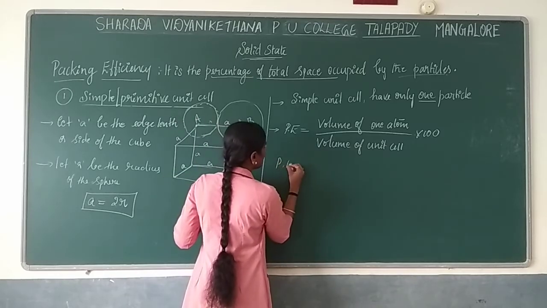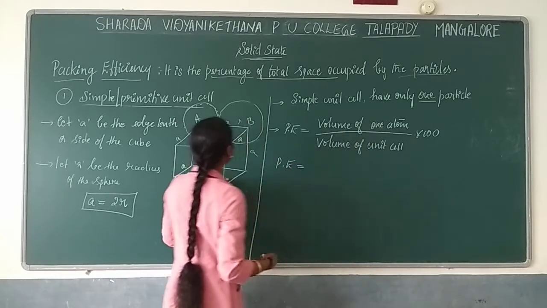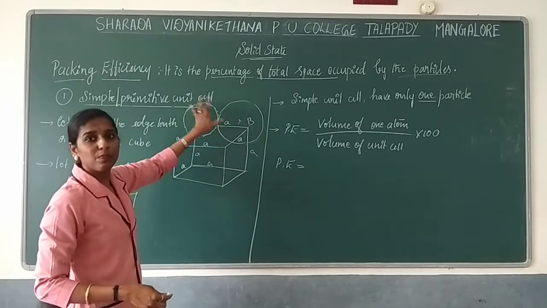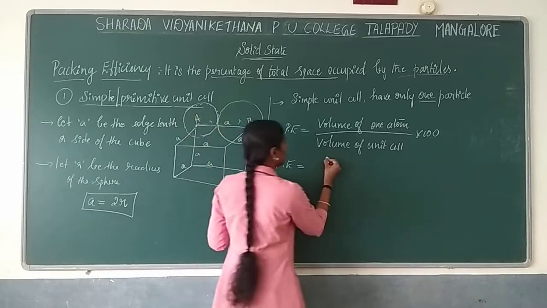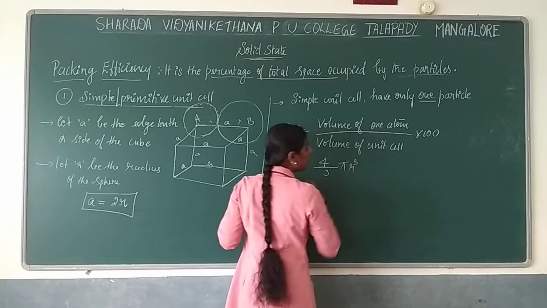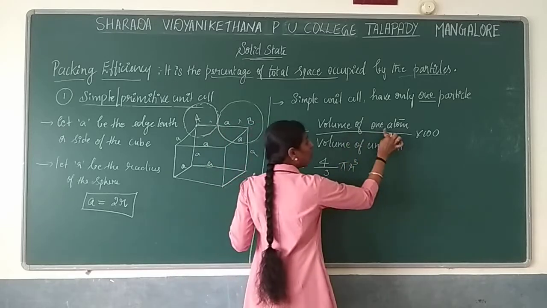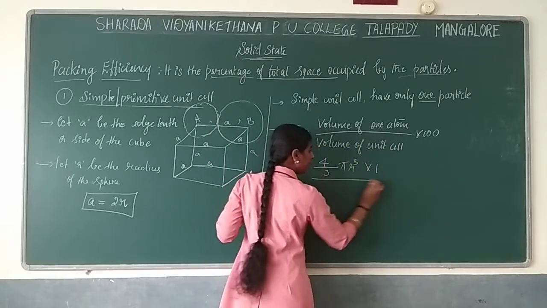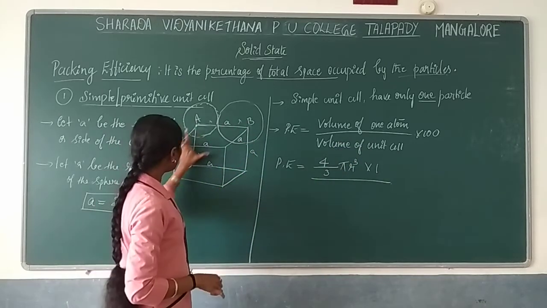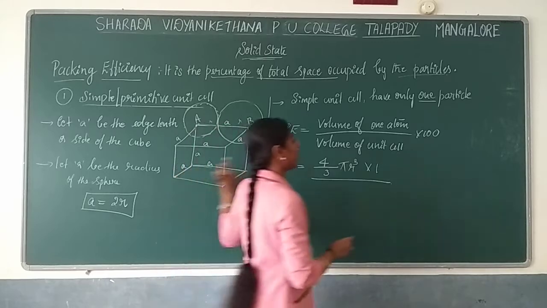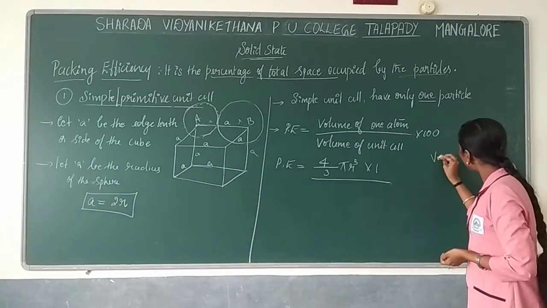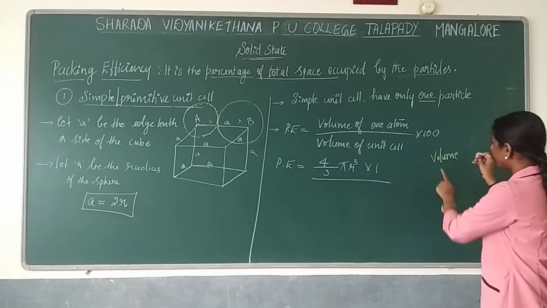So packing efficiency is equal to the volume of one atom, in the sense the volume of one sphere. How are we going to calculate it? You know the volume of a sphere is 4 by 3 pi r cube, right? Of one atom in the sense multiplied by 1, divided by the volume of a unit cell. So how are we going to find it out? I'll just write it over here. How you find the volume of the unit cell, this also you have to write.